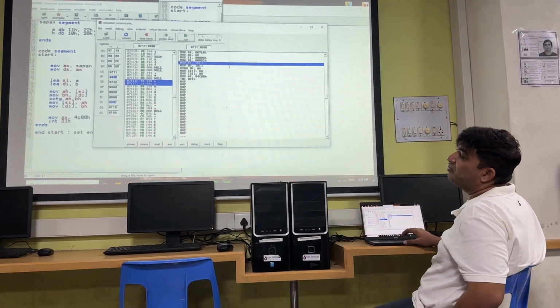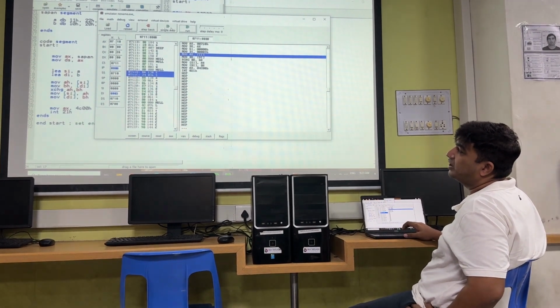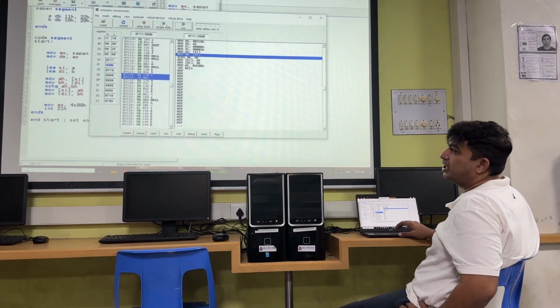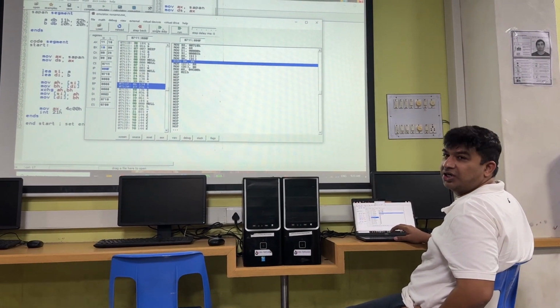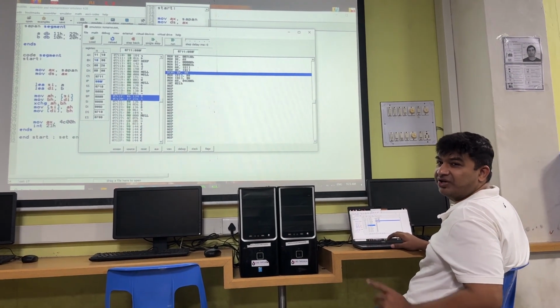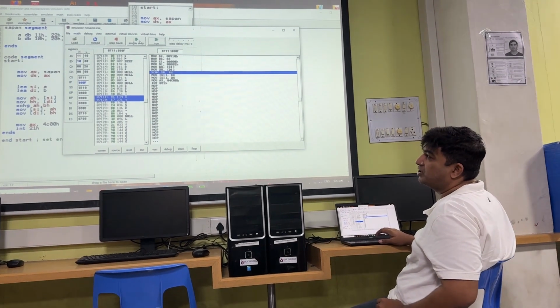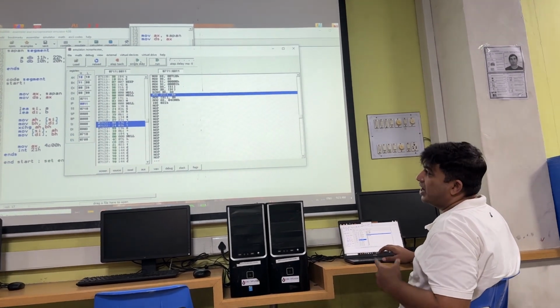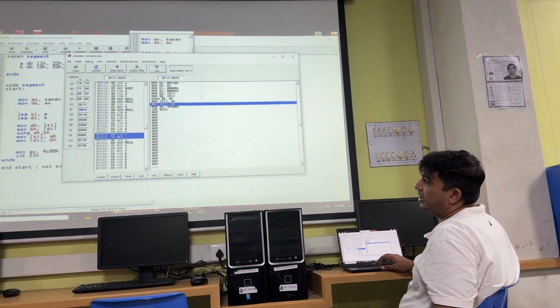Replace. So 11 will come into AH. Check AH. Now your BH will contain 10. Now the exchange instruction will exchange the values. So now AH and BH will get replaced. Replaced 10 and 11. Now I am putting it to SI and DI.